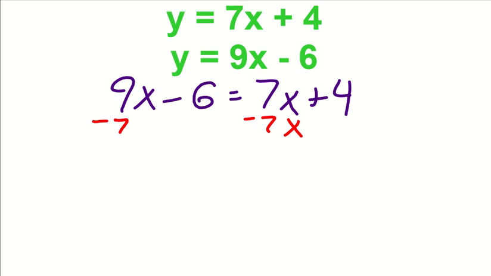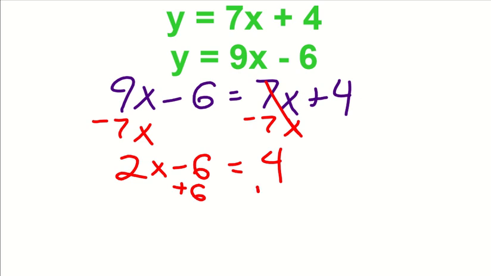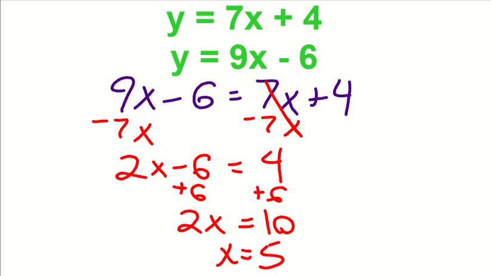7x is the lower variable, so I subtract 7x from each side, and it cancels there. We got 2x minus 6 equals 4. Do the opposite with our subtraction, so we add 6. I got 2x equals 10. I divide by the coefficient, 10 divided by 2, I get 5.